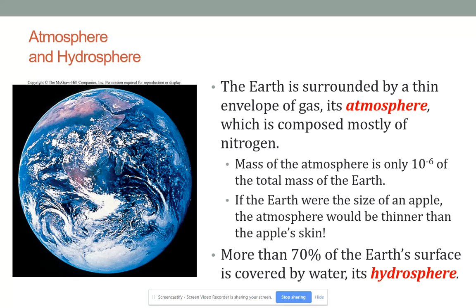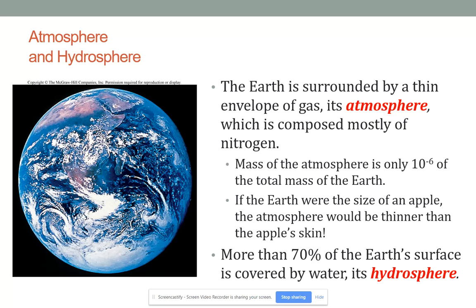So the mass of the atmosphere is about 1/1,000,000th of the mass of the Earth. So it's really unimportant when you talk about the mass of the Earth. But it's really important to us because it's what we breathe. The atmosphere, if you look at pictures, sometimes you can see a little bit on the edge, but it's so thin compared to the size of the Earth that it's thinner than the apple's skin is compared to the size of the apple. Right? So our atmosphere is a really minor thing, but it's important.